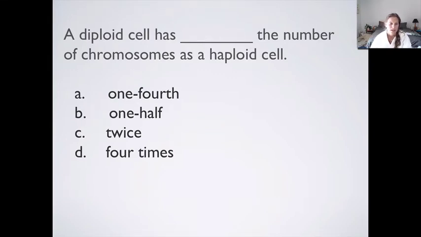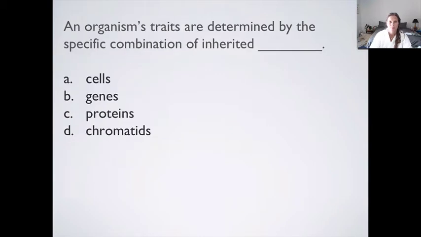Does a diploid cell have 1/4, 1/2, twice, or 4 times the number of chromosomes as a haploid cell? So write question number 1, write the question, and write the answer that you think is the correct answer. And I'm going to answer those questions at the end of this video.